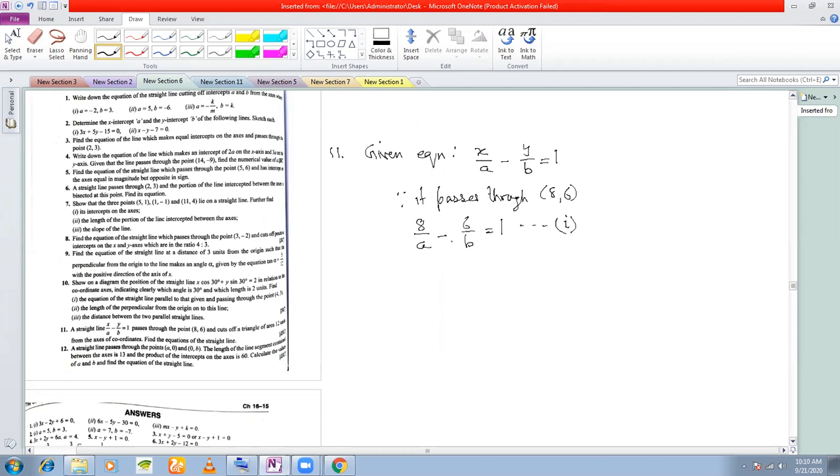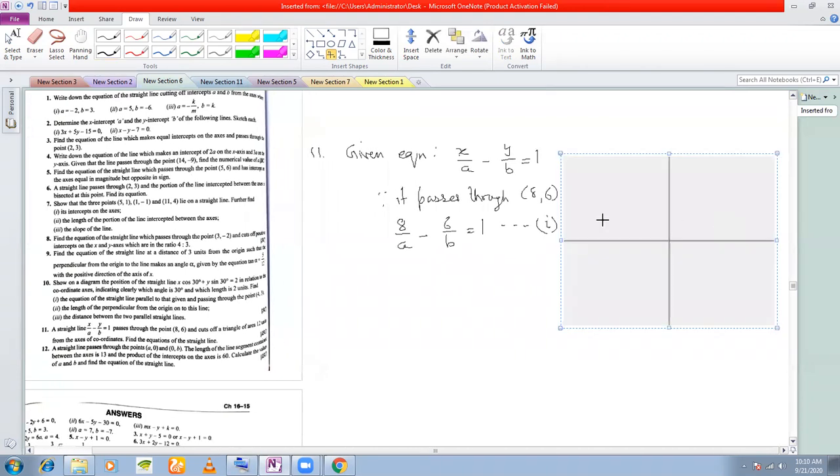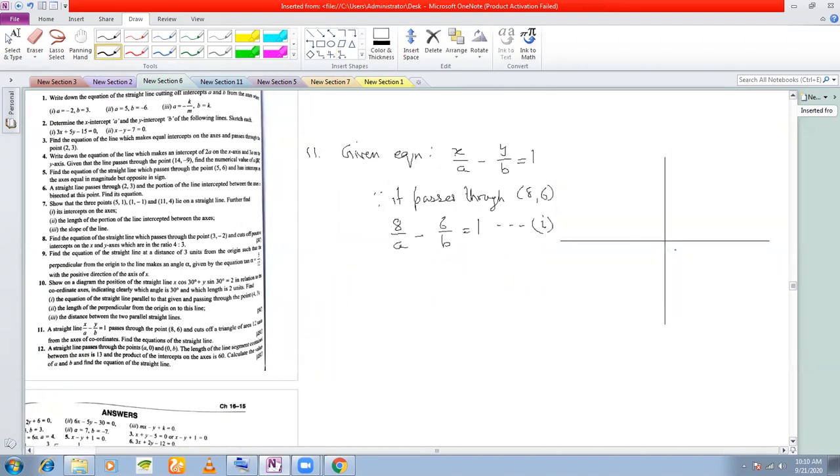And it cuts off a triangle of area 12 units from the axes of coordinates. So this straight line cuts off an area of 12 units, so ab by 2 equals 12. Yes, that is because half base into height equals 12.